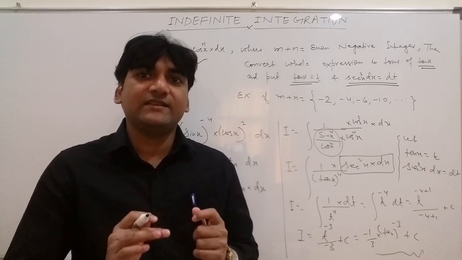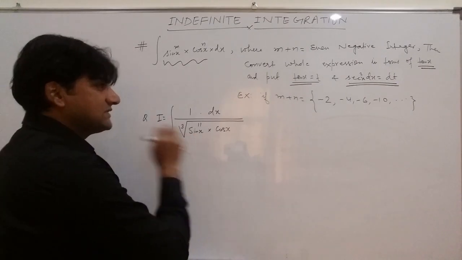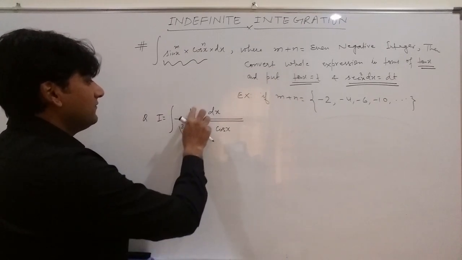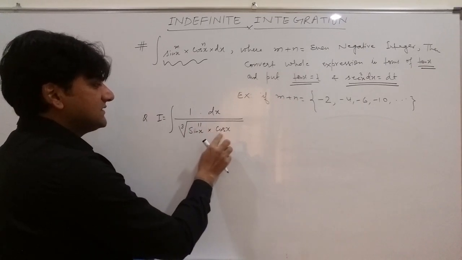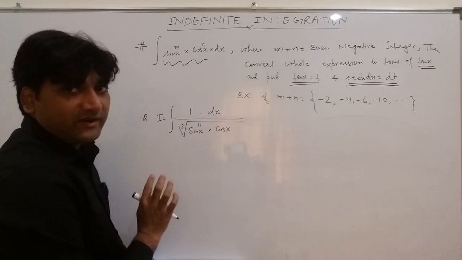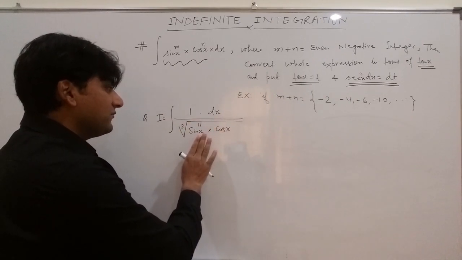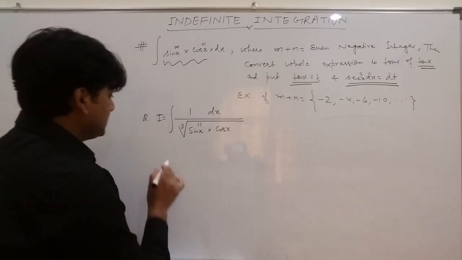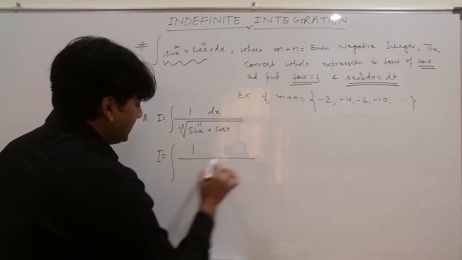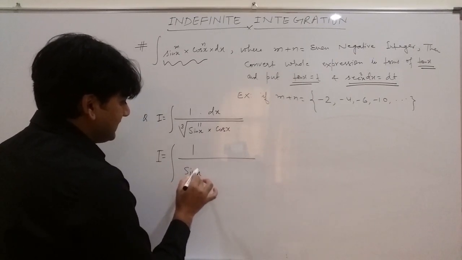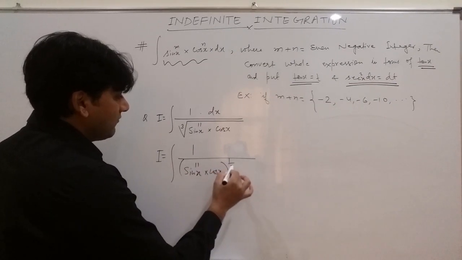Now let us understand this concept again with another example. We have to understand this question: integral of 1 over sin x raised to 11 times cos x, all raised to 1 over 3. Inside this we have the power 1 over 3. So first of all, we have to convert this expression into a simple form. So I equals 1 over sin x raised to 11 times cos x, and the whole thing raised to 1 over 3.